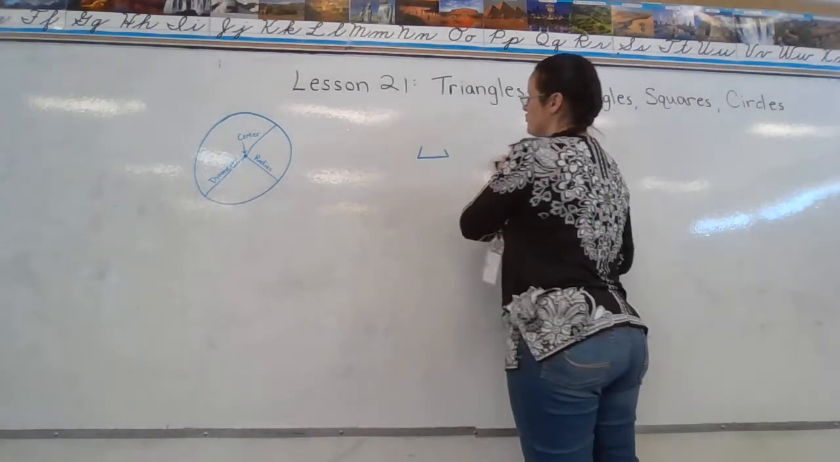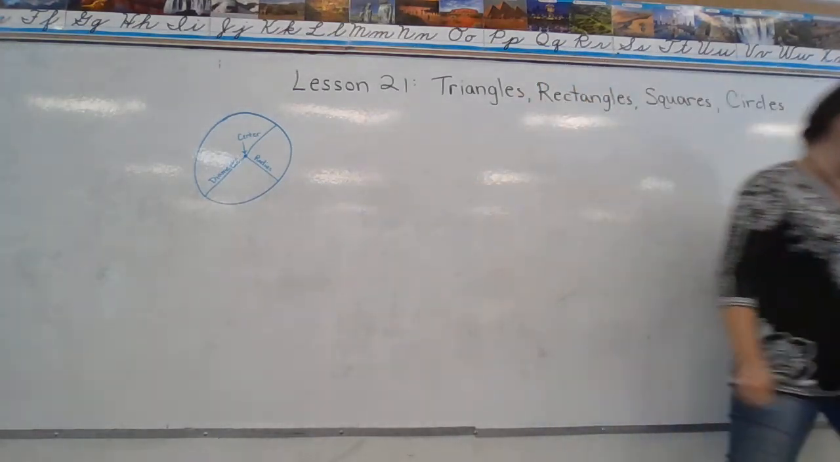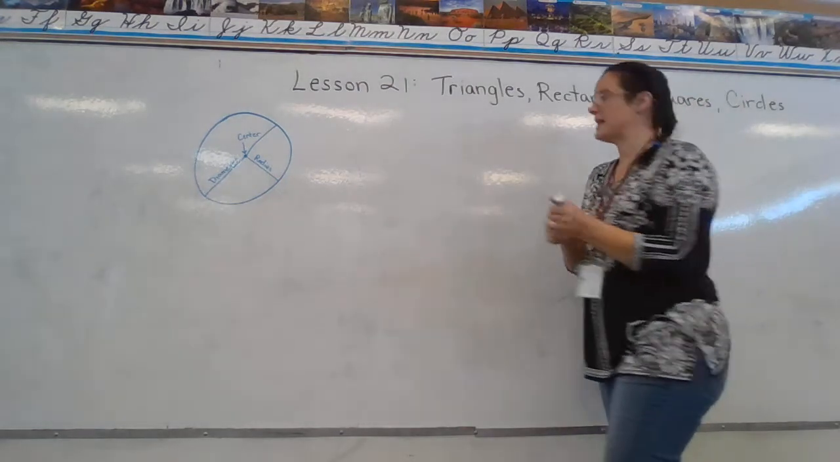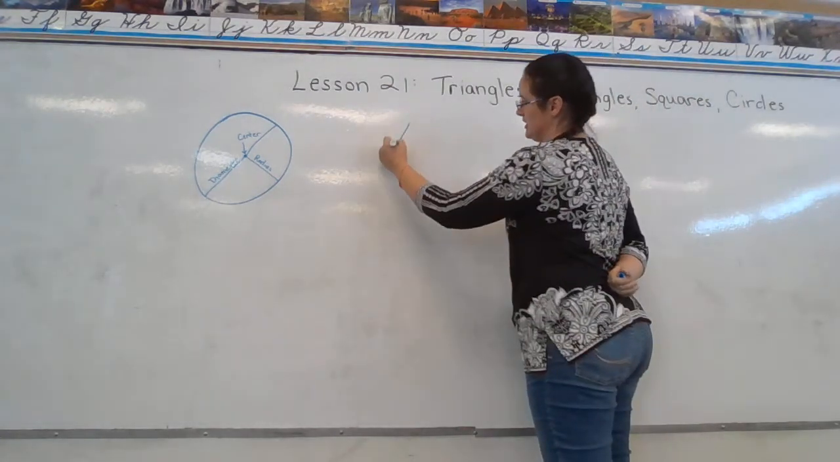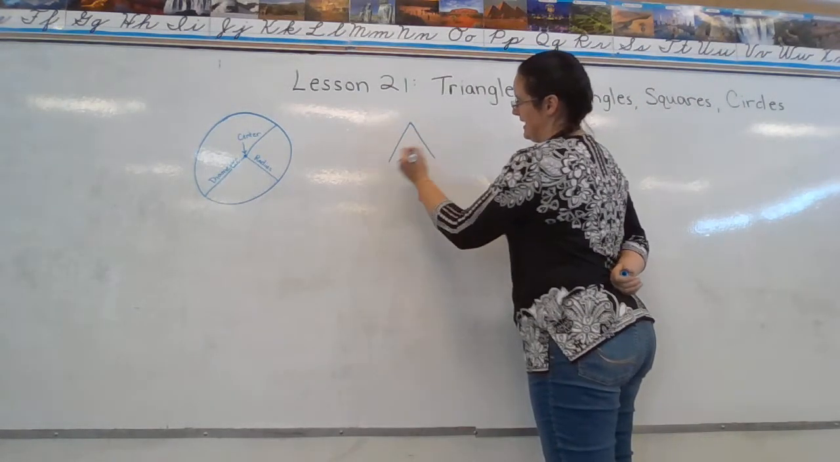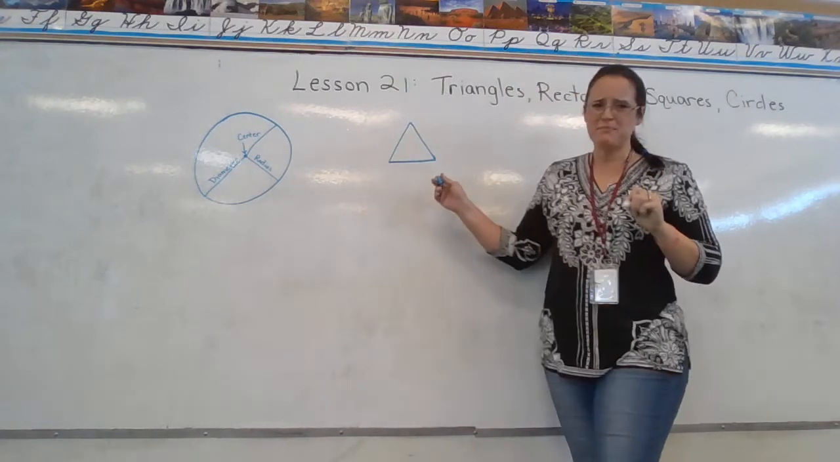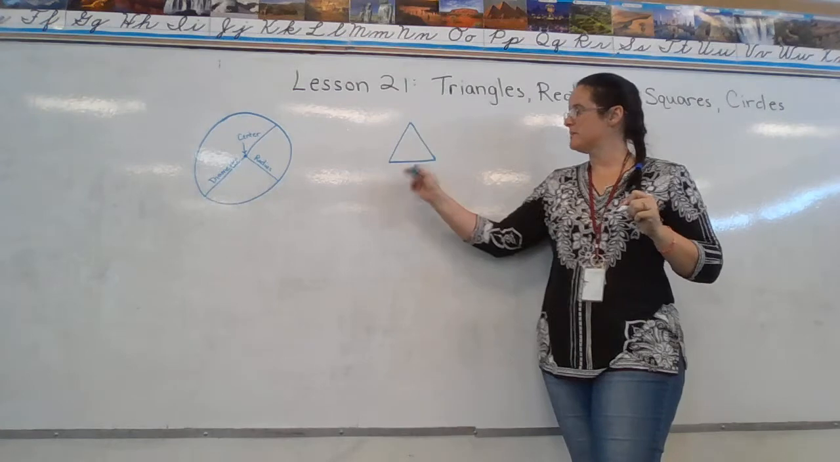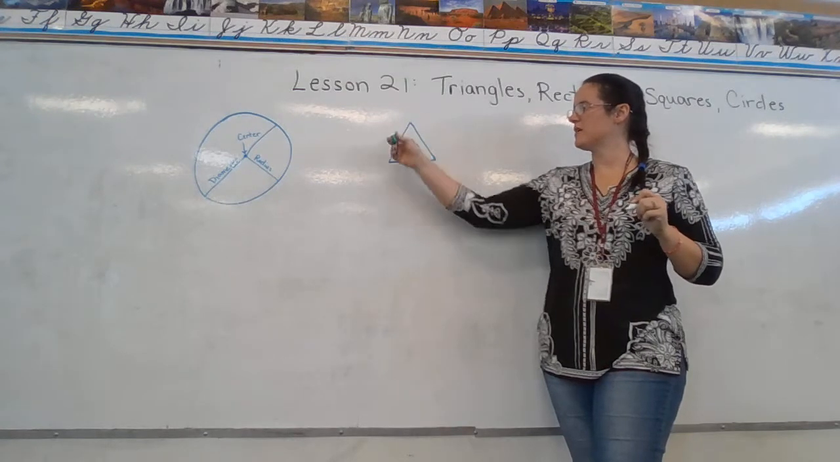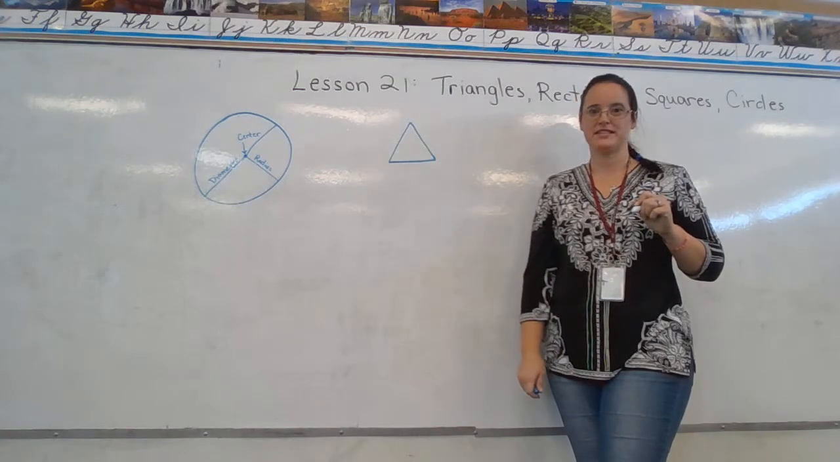So, a triangle that has 3 sides that are all the same length is going to look like this. I didn't measure it. It may not be perfect, but it's pretty close where all 3 of those sides are going to be the same.